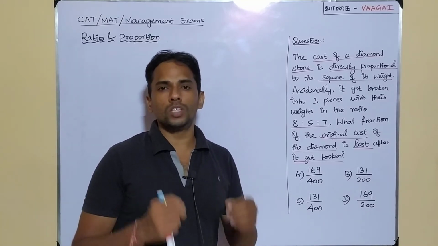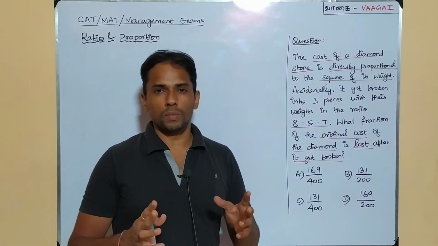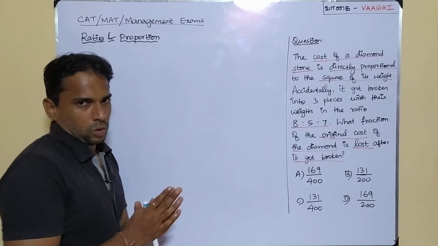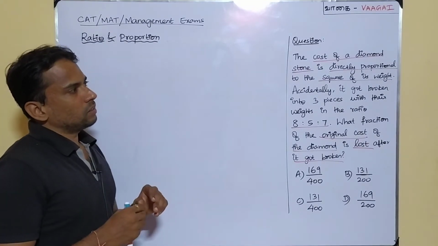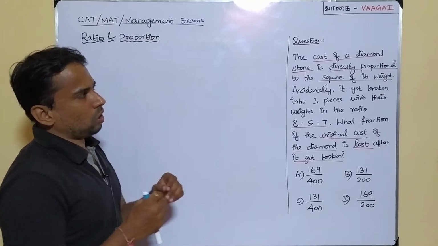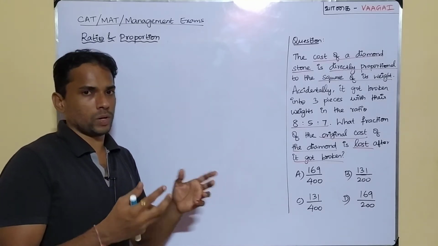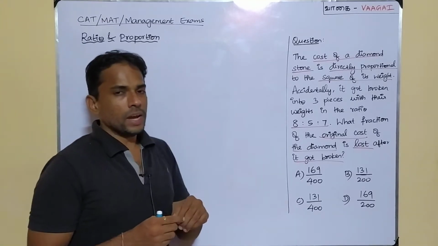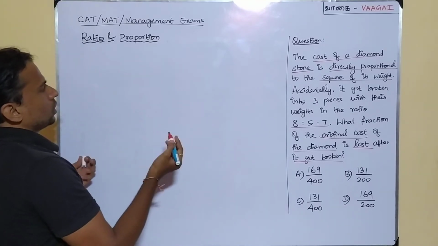Let's try to solve this problem in a very easy way, without going for any complicated methods. Let's see how that can be done. It is very clear that the diamond's cost is directly proportional to the square of the weight. And what is given is that it got broken into three pieces.